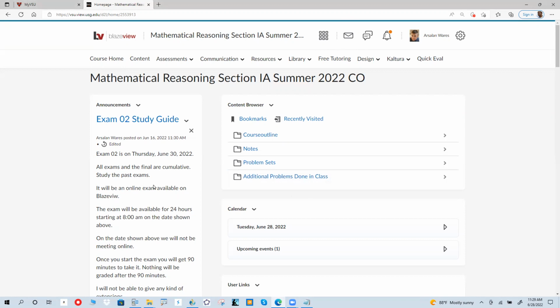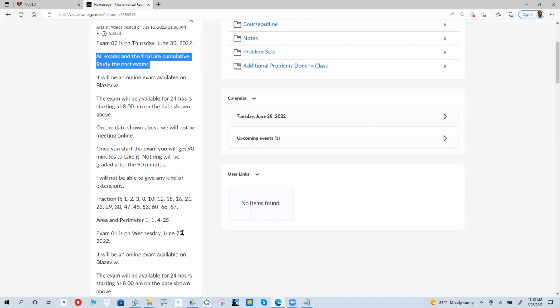Exam 2 will be available on June 30th at 8 o'clock in the morning, and it'll be available for a period of 24 hours. Once you start, you will get 90 minutes to work on it. There'll be about 12, 13, 14 problems. All exams are cumulative. Keep that in mind. By cumulative, I mean you have to study some of the things we have done before exam 1, the fraction problems, and your syllabus for exam 2.